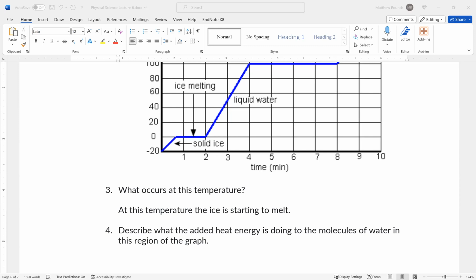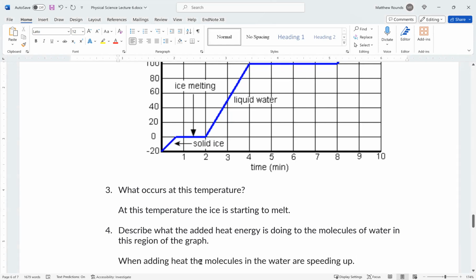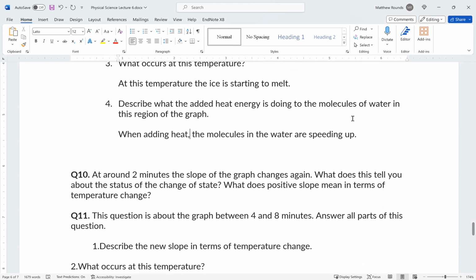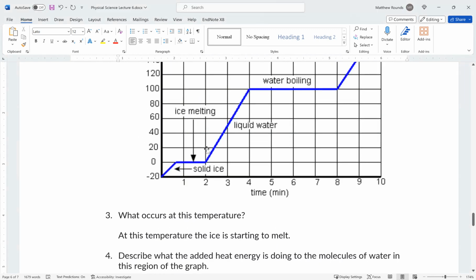All right, I just typed it out. When adding heat, the molecules of the water are speeding up. Okay, seems okay to me. All right, good enough. So question 10 says, at around 2 minutes, yeah, grab the graph.